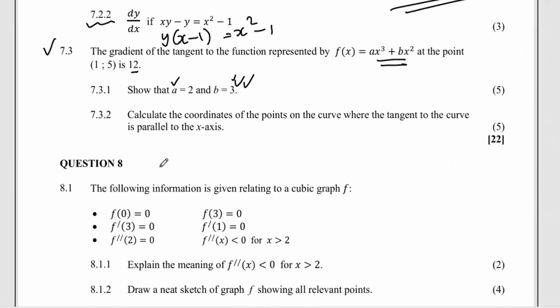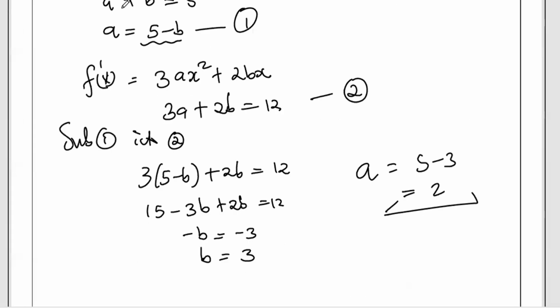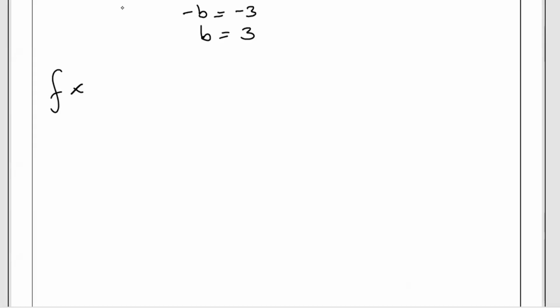Then calculate the coordinates of the points on the curve where the tangent to the curve is parallel to the x-axis. If the tangent is parallel to the x-axis, that means the gradient is going to be 0. So what I did in this case, I first substituted back the a and the b, so that the original equation of f becomes 2x cubed plus 3x squared.